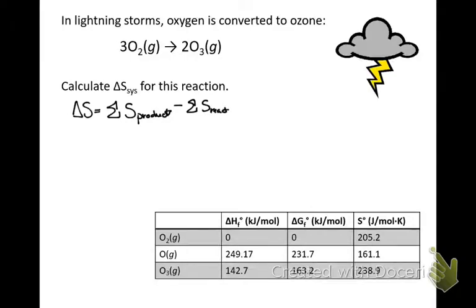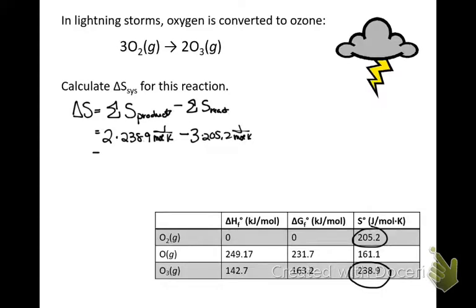Getting started on that, our products are 2 molecules of ozone, so we can use the standard molar entropy value for ozone, 238.9 joules per mole times Kelvin. That pretty much takes care of our products. Minus 3 moles of the value for oxygen, 205.2 joules per mole times Kelvin.